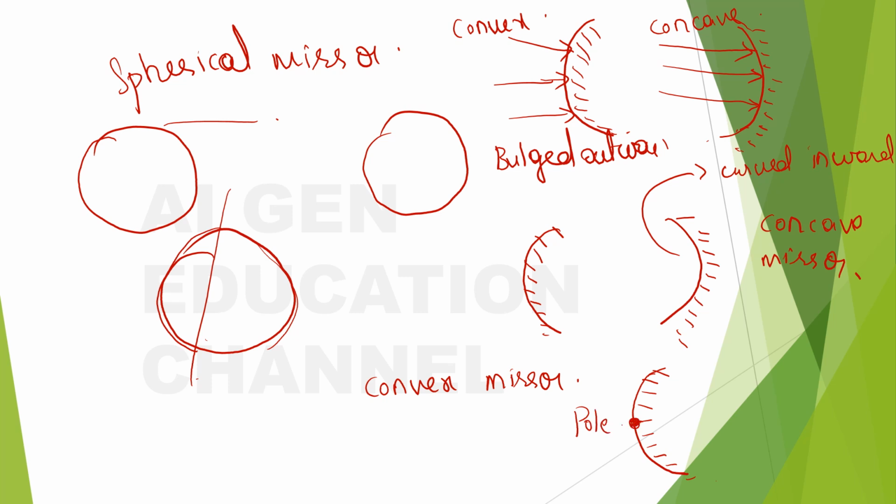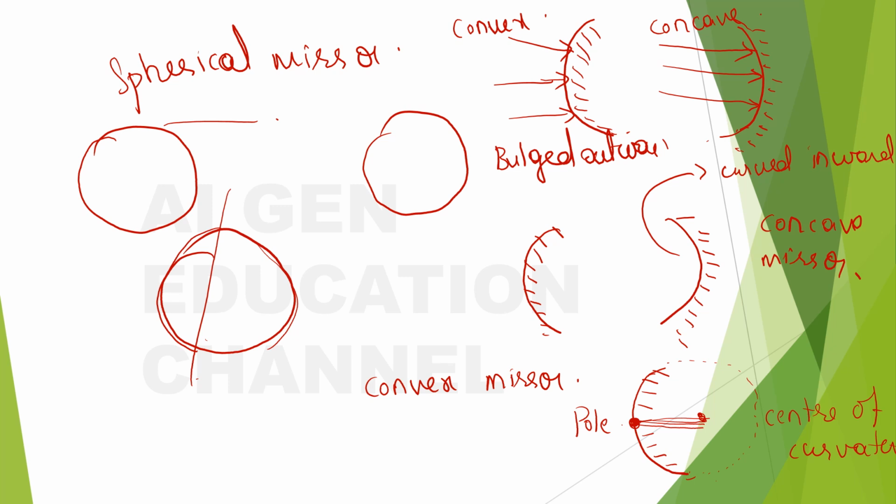Now you can easily understand that this convex mirror is a part of a sphere, right? So you can easily know the center of the sphere. This center of the sphere is called the center of curvature. So what next? Join these two. Sorry, my line is going somewhere else.